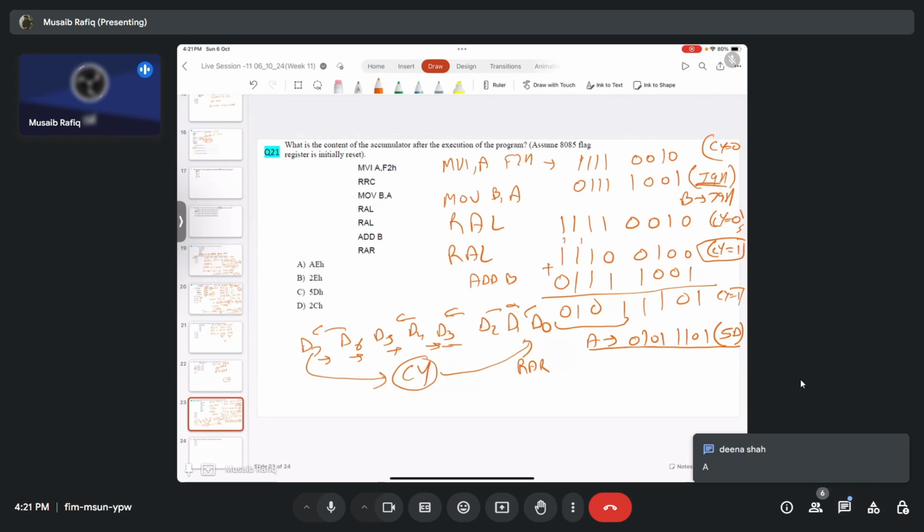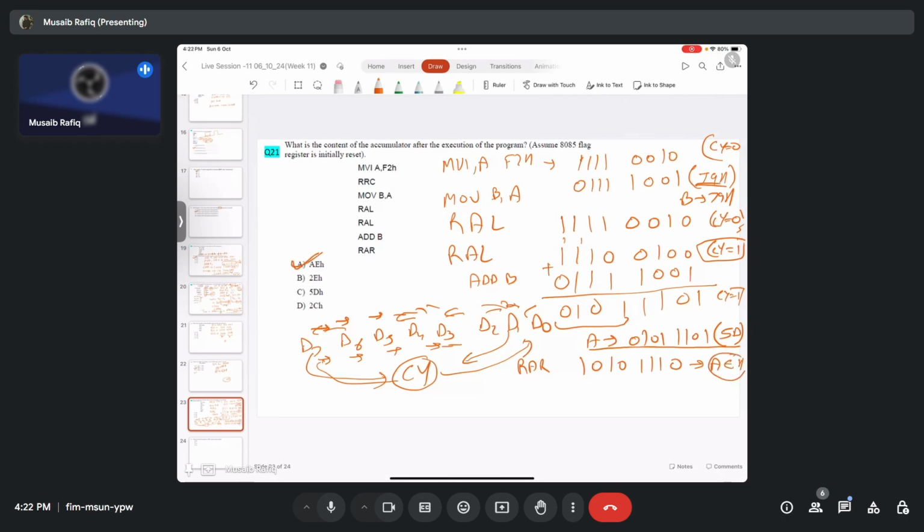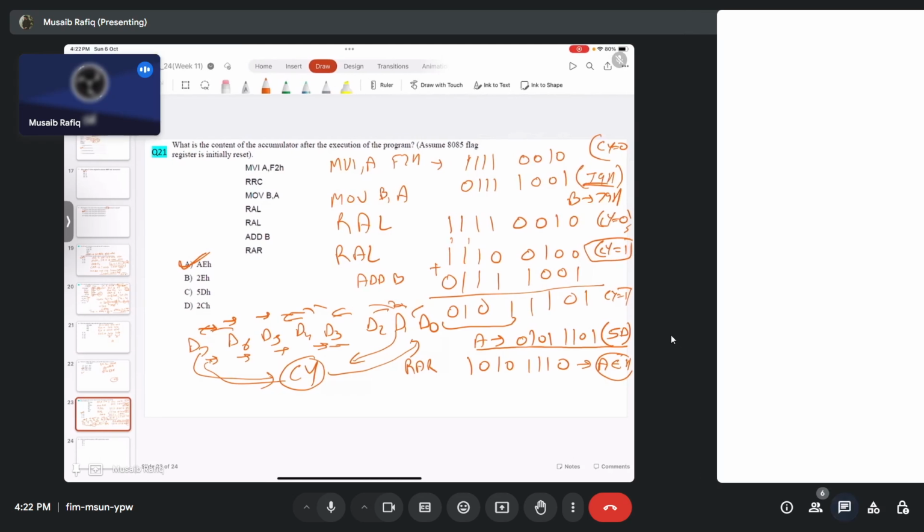So the contents of the accumulator were 5D. Now I have to do RAR, that is rotate accumulator right through carry. The operation will be like this, and this will go here and carry will go here. So I'll do the right shift operation and the carry flag was 1. So my ultimate answer will be 10101110, that is AE hex. That is option A, as rightly done by one of the students.